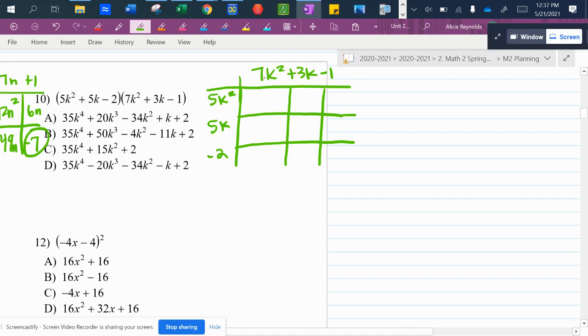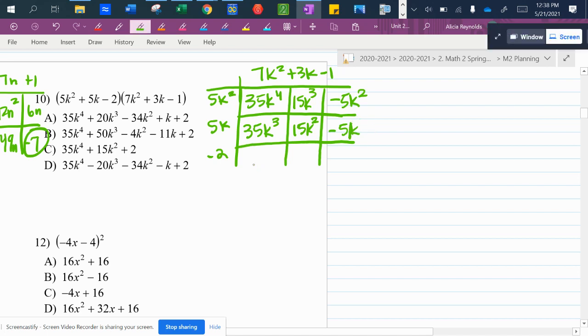5k squared times 7k squared is 35k to the fourth. 5k squared times 3k is 15k cubed. 5k squared times negative 1 is negative 5k squared. 5k times 7k squared is 35k cubed. 5k times 3k is 15k squared. 5k times negative 1 is negative 5k. Not squared, just 5k.